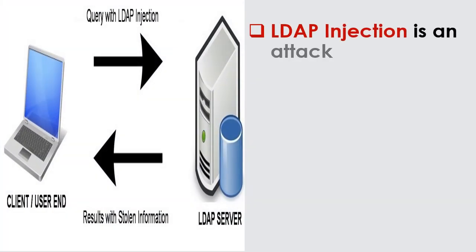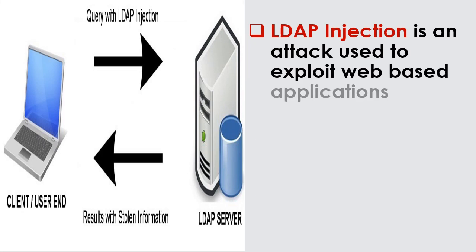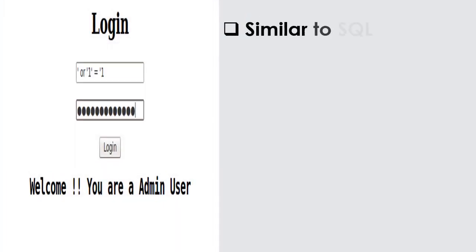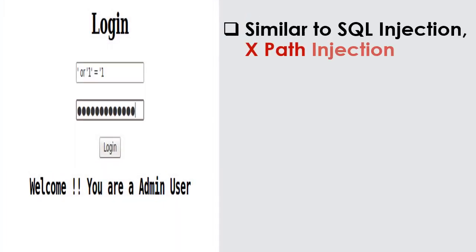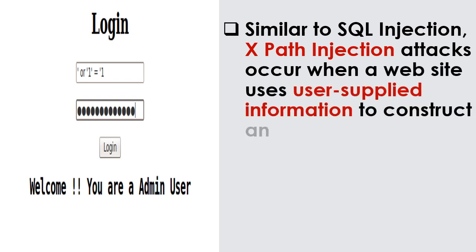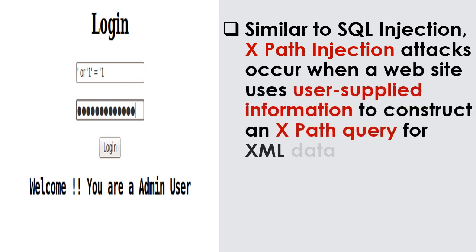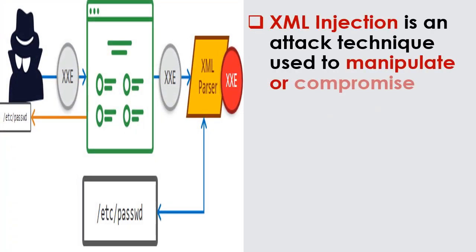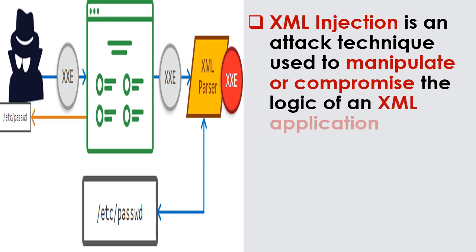LDAP injection is an attack used to exploit web-based applications that construct LDAP statements based on user input. Similar to SQL injection, XPath injection attacks occur when a website uses user-supplied information to construct an XPath query for XML data. XML injection is an attack technique used to manipulate or compromise the logic of an XML application or service.